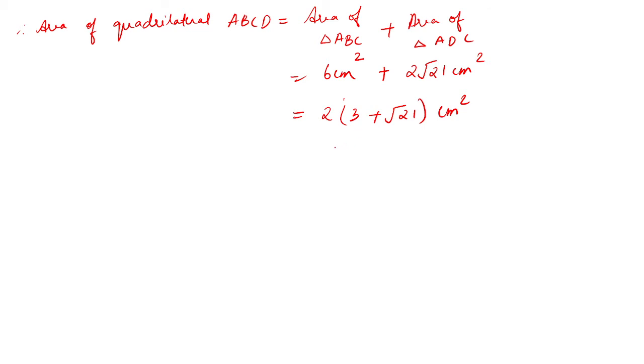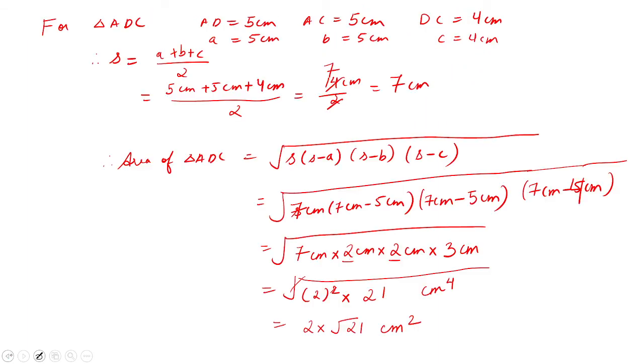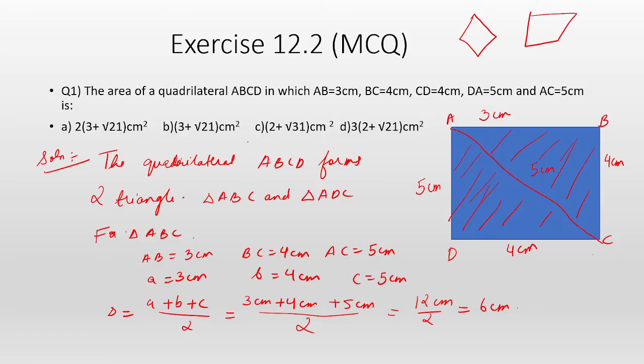You go back to your options, you see. So that means the answer should be the option 2 into root 3 plus this. So that is your answer. Clear? For exercise 12.2, this should be your given answer.